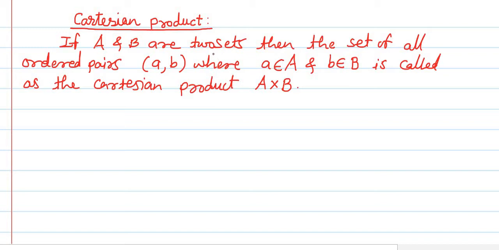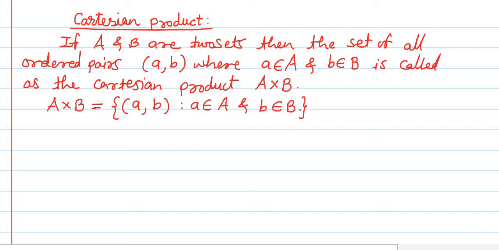So like such the Cartesian product is denoted. In symbols we write this as A cross B, which means the Cartesian product of A and B taken in this order. It is equal to the set of all ordered pairs (a, b), where a belongs to A and b belongs to B. So like such the Cartesian product of two sets is defined.